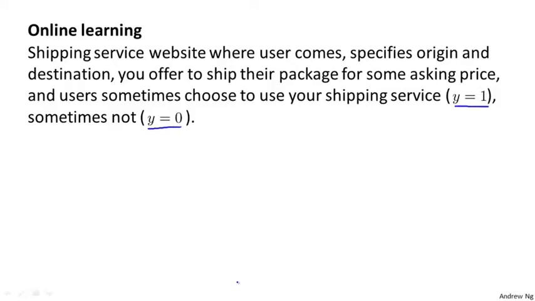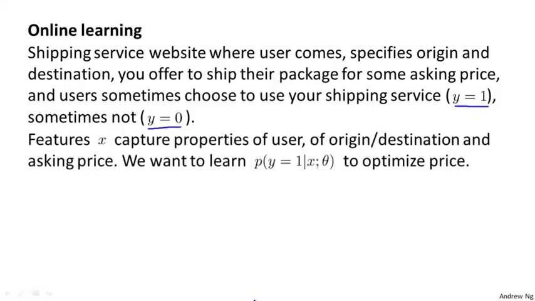So let's say that we want a learning algorithm to help us optimize the asking price that we want to offer to our users. Specifically, let's say we come up with some set of features that capture properties of the users, if we know anything about the demographics. They capture the origin and destination of the package, where they want to ship it, and the price that we offer to them for shipping the package. And what we want to do is learn the probability that they will elect to ship the package using our shipping service given these features. And again, just as a reminder, these features x also capture the price that we're asking for.